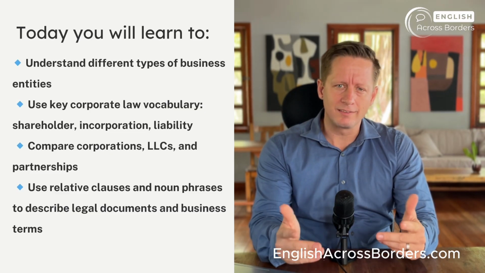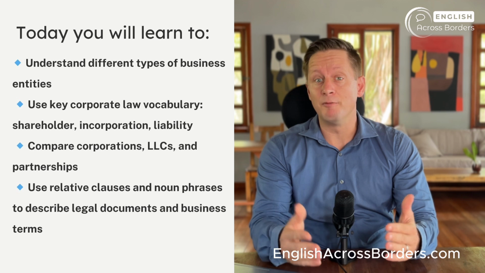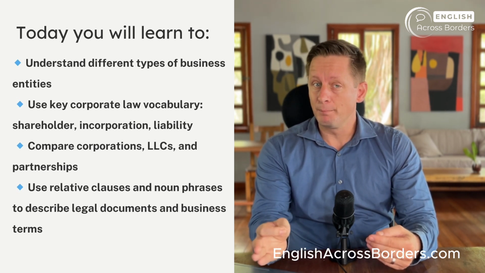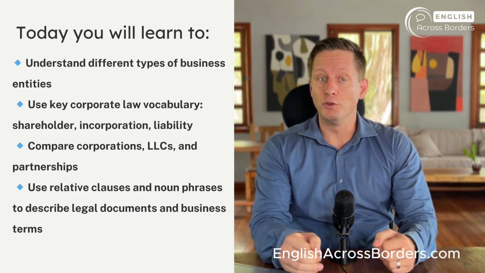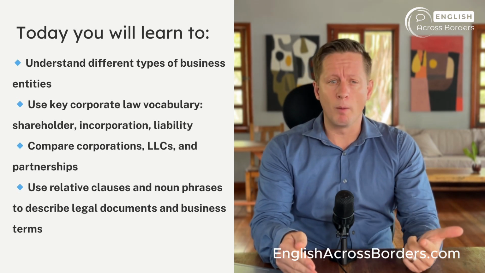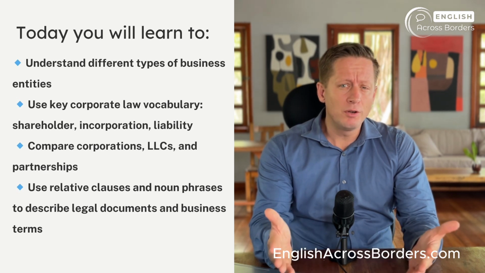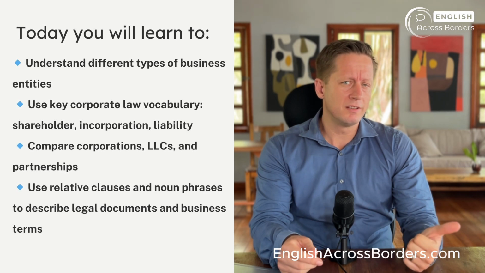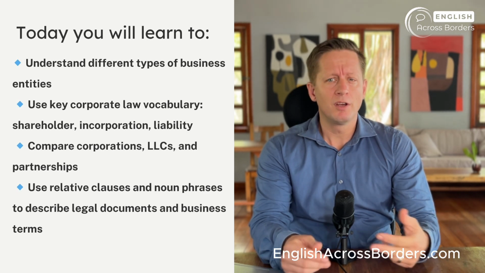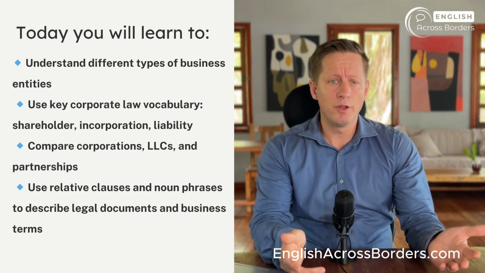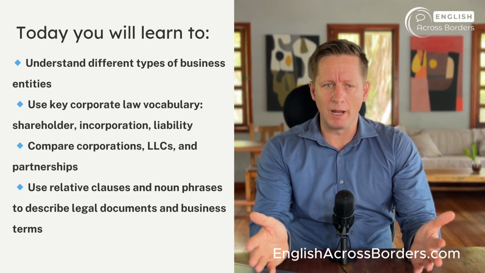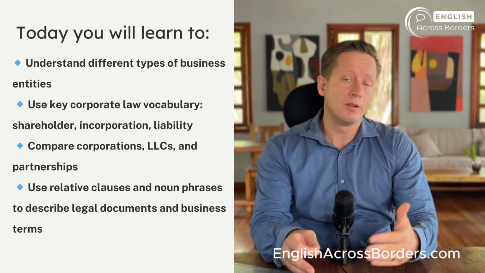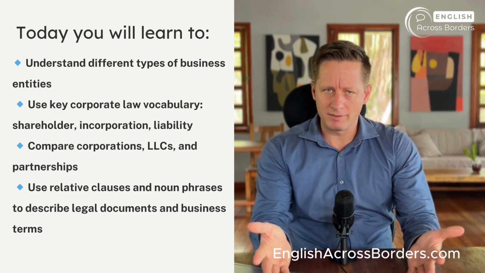Here's what you'll learn in this lesson. You'll explore the different types of business entities used in corporate law and how to explain them in plain, simple, but precise English. We'll introduce key terms like shareholder, incorporation, liability, and show you how to use them fluently. Then we'll compare common structures like corporations, LLCs, partnerships, so you can confidently describe how they work. And finally, we'll focus on a bit of grammar, specifically relative clauses and noun phrases, tools that help you sound more professional when talking about business law.